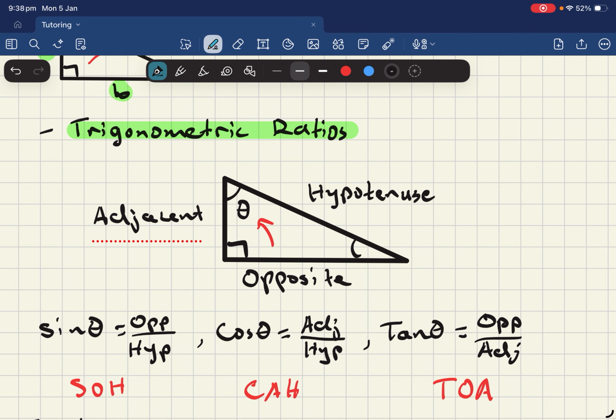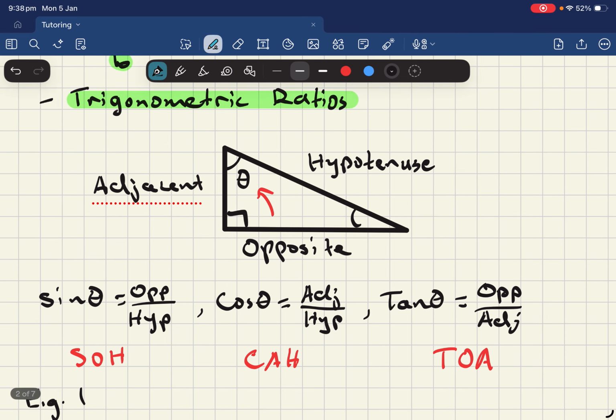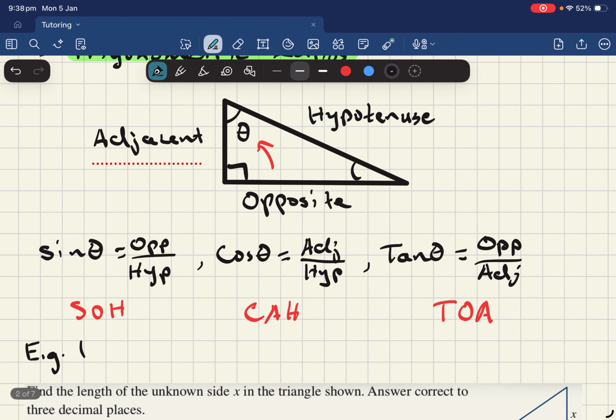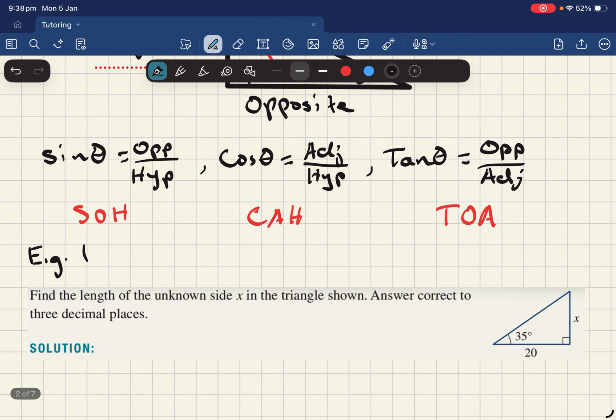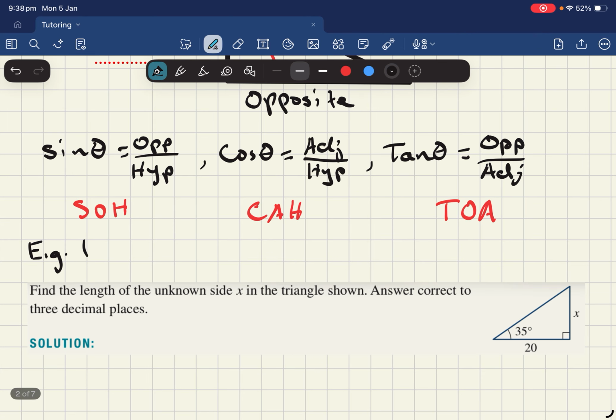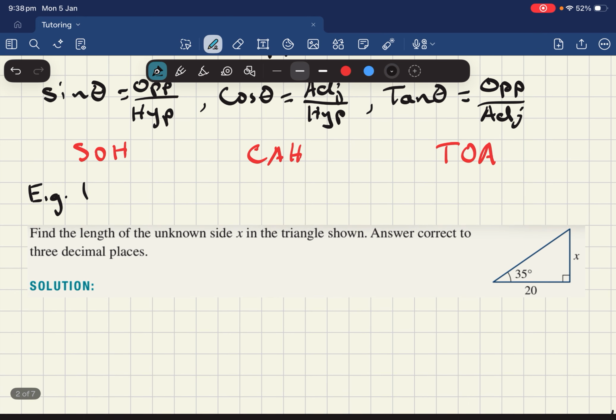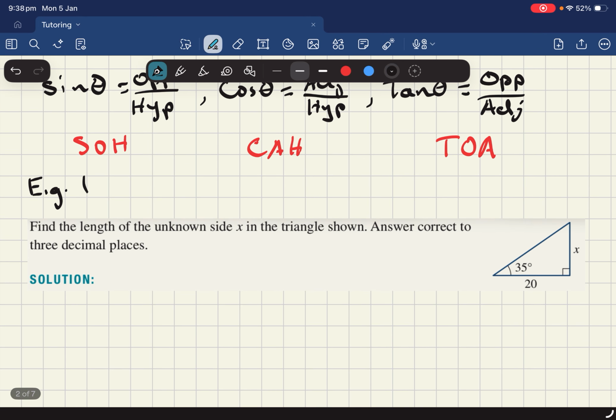So now that we have the brief recap, we're going to get into some questions just practicing applying this to find unknown sides in triangles and unknown angles. And we're going to look at some harder questions right at the very end. Now it's saying find the length of the unknown side x in the triangle shown. Answer correct to 3 decimal places.